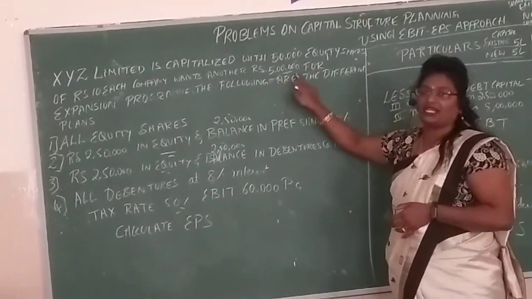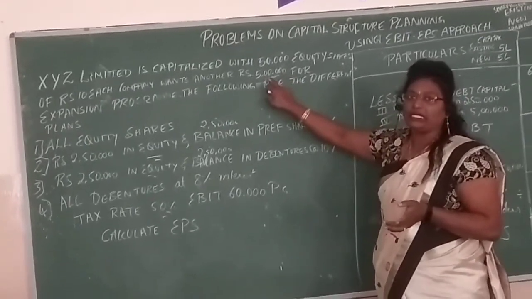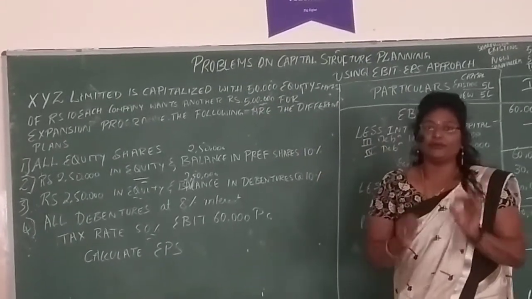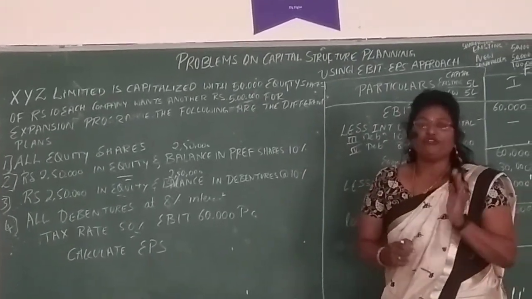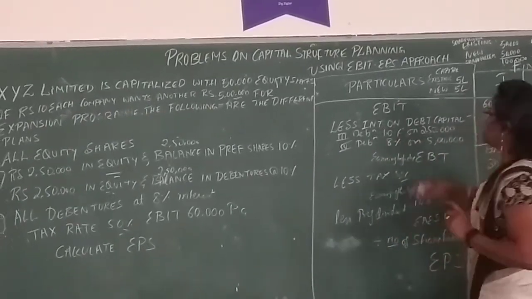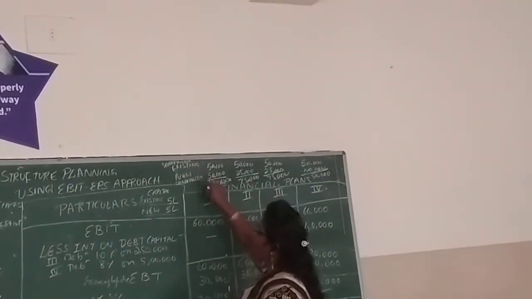This is rupees 5 lakhs. So generally they get confused with that. This is capital money, this is not the number of shareholders here. So we have to find out the number of shareholders for each plan to find out EPS, which is a very important step. The easy method is you can take it like this: shareholders, existing, new shareholders.